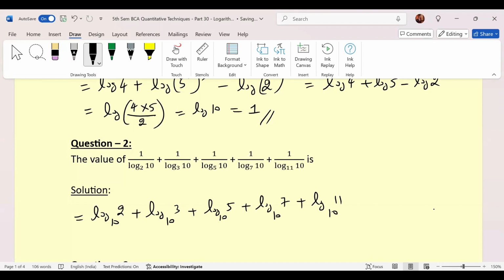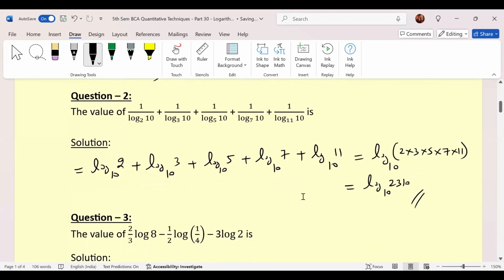Now it is like log A plus log B plus log C plus log D plus log E, which means A, B, C, D, E we can multiply. So this is equal to logarithm of 2 into 3 into 5 into 7 into 11 to the base 10. And if I multiply those, 2 into 3 into 5 into 7 into 11, we get 2310. So this result is logarithm of 2310 to the base 10. That will be the solution for this question. Let us move on to the third one.